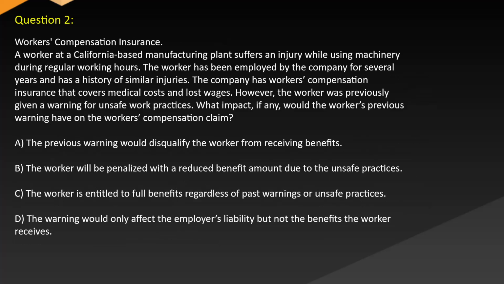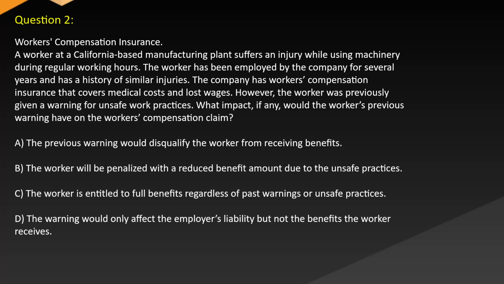Question 2. Workers' compensation insurance. A worker at a California-based manufacturing plant suffers an injury while using machinery during regular working hours. The worker has been employed by the company for several years and has a history of similar injuries. The company has workers' compensation insurance that covers medical costs and lost wages. However, the worker was previously given a warning for unsafe work practices. What impact, if any, would the worker's previous warning have on the workers' compensation claim?